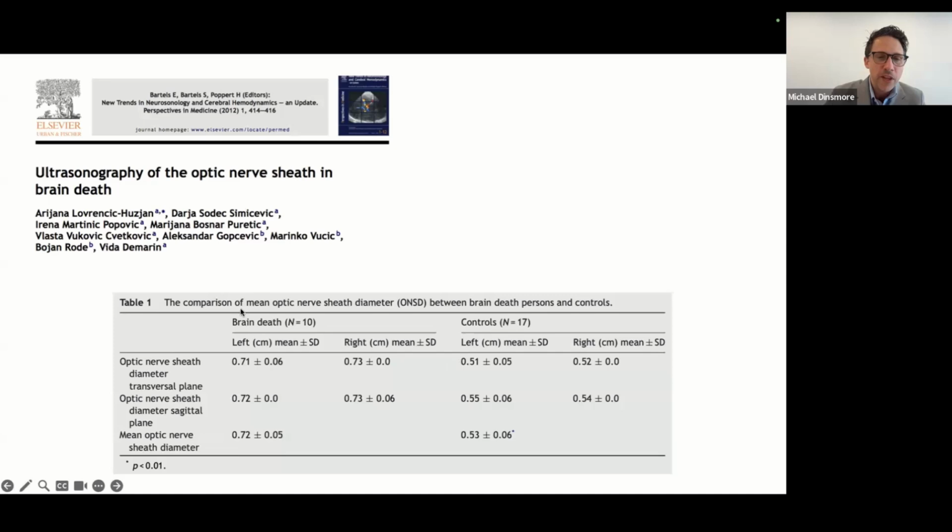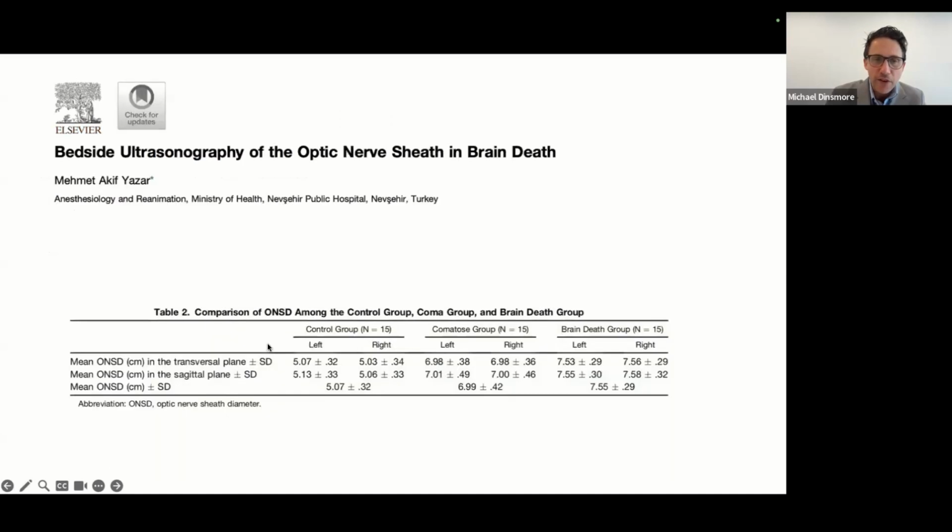Now the one group after them took this even a little further, and they showed that you could use this to differentiate a comatose patient. So any patient in the ICU who wasn't declared brain dead but had a GCS of 3, so they're in that comatose group. Again, huge values, almost 7 for the optic nerve sheath diameter. And the brain death group, again, was about 7.55, whereas you have a control group of about 5.